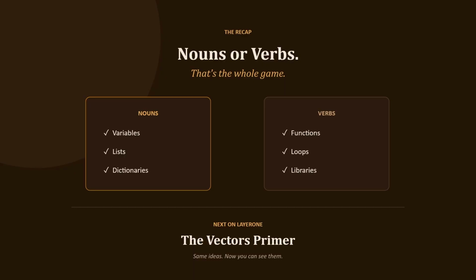So for recap, we have covered the nouns and verbs. That is the whole game. Nouns: variables, lists, dictionaries. In case of verbs, we have covered functions, loops and libraries. Now we will see the live demo.